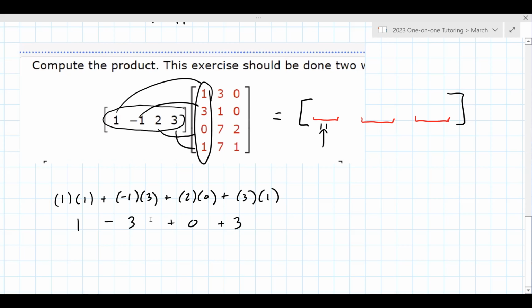No, it does equal 1. I'm sorry, it does equal 1. Okay, and that's what we expect. All right, now let me show you one more here for that second one.